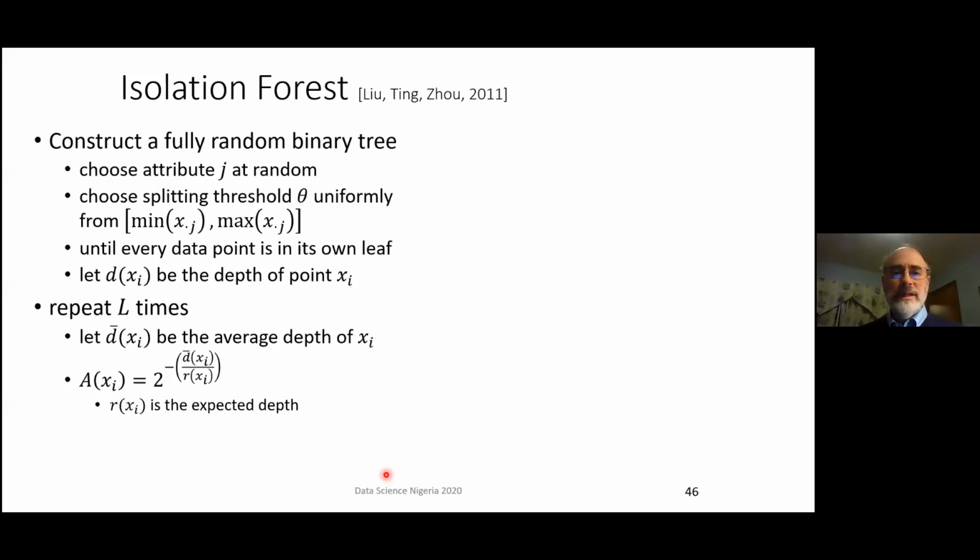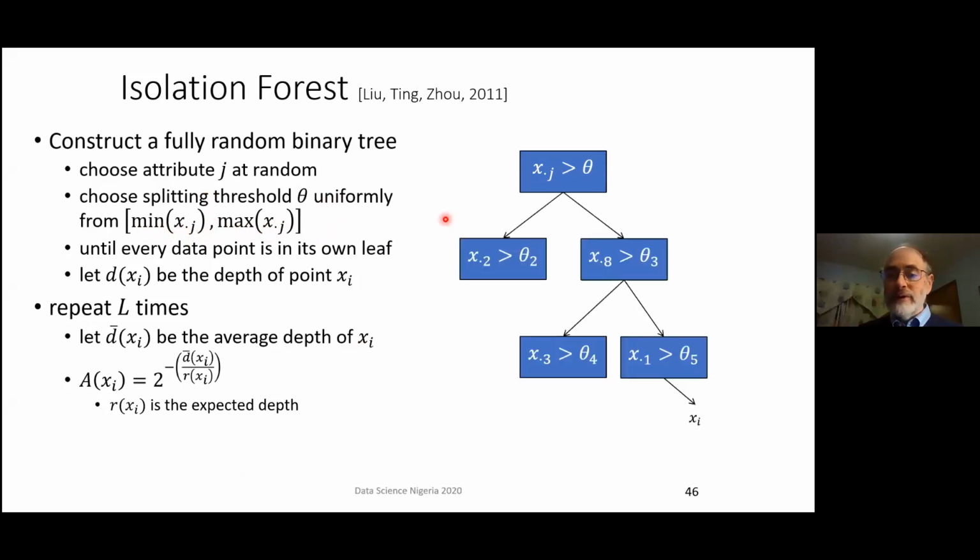So the idea is to build random binary trees and build a forest of them. So we choose some attribute, j, at random from our data, and then we choose a splitting threshold theta, uniformly at random between the minimum and maximum values of the attribute j among our data here. And then we do that recursively until every data point is in its own leaf.